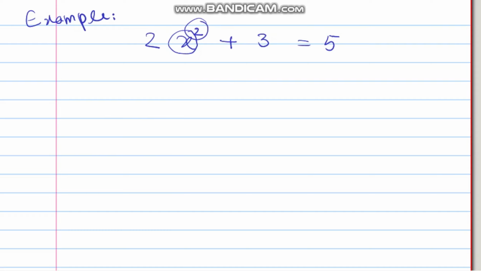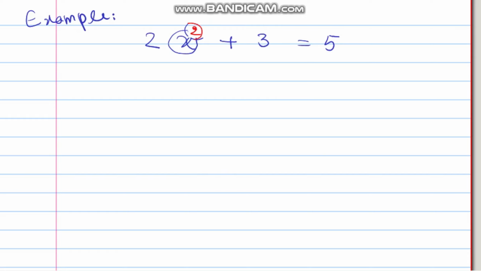The maximum power of the variable is 2. That is the main reason why we call it the quadratic equation, because the power is 2 here.